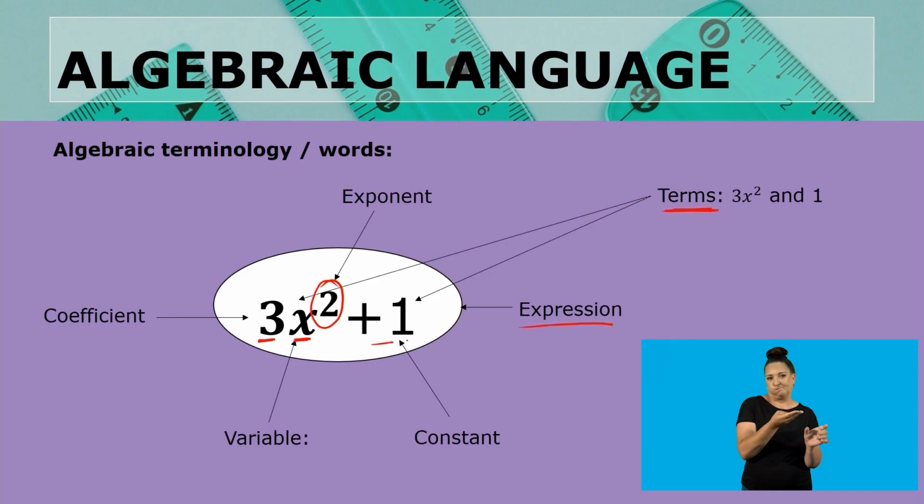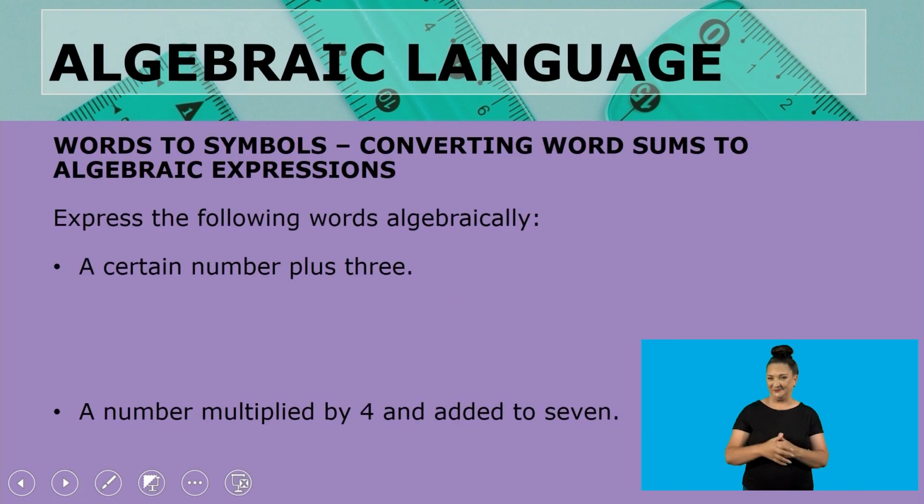And then we also have lastly, which is the second term in this case, our constant. And remember, constant is the numerical term in an expression. So these are the words or terminology that is used when we are working with algebraic expressions. Now let's move on to words to symbols, and that is converting word sums to algebraic expressions.